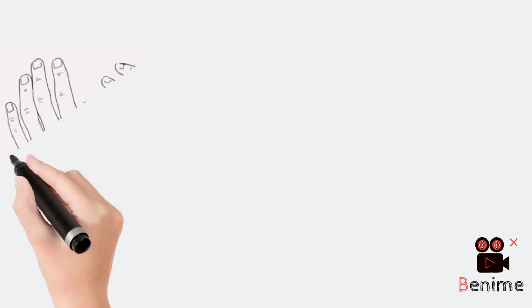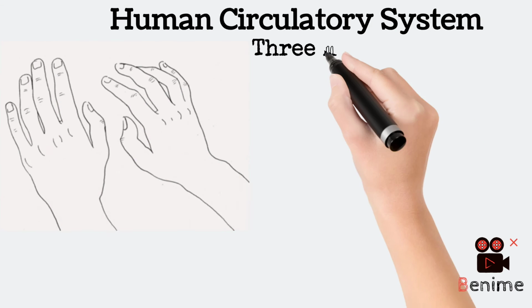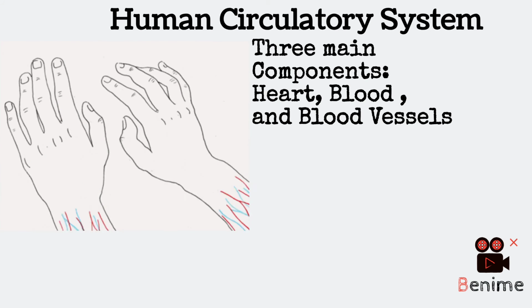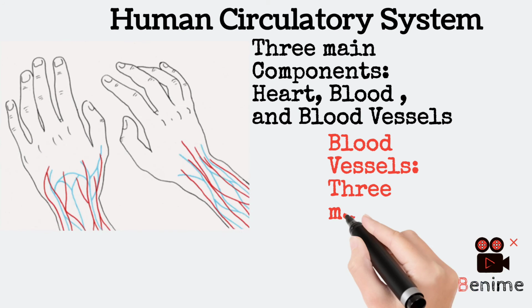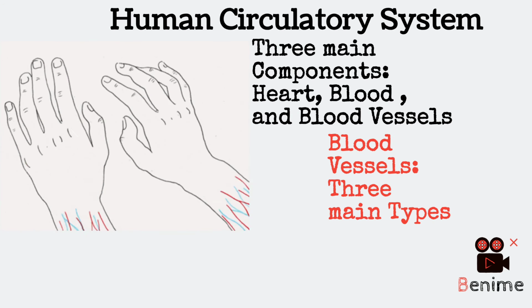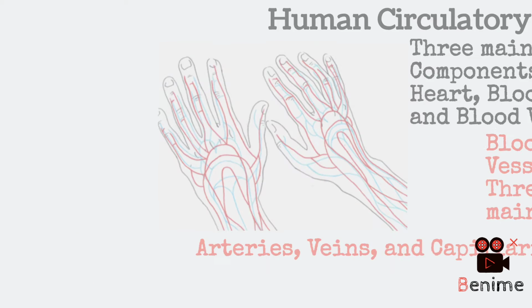Human circulatory system. The human circulatory system has three main components, and these are heart, blood, and blood vessel. In this video, we will look at blood vessel and heart. Starting from blood vessels, there are three main types of blood vessels, which are arteries, veins, and capillaries. So we will look at these blood vessels now.